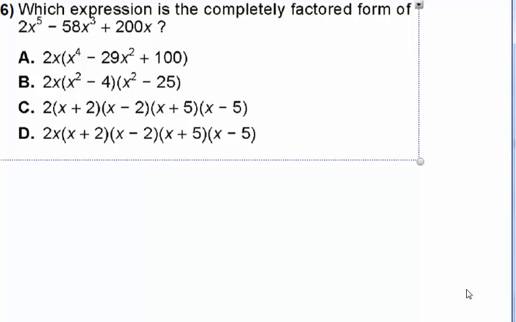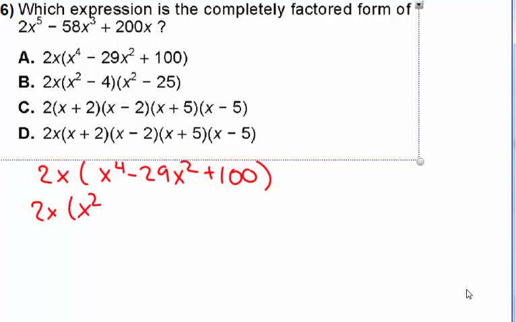Alright, so to completely factor this, we've got to pull out the GCF. We have a 2x in common, so we'll factor that out. And we're left with x to the 4th minus 29x squared plus 100. So now we just have to ask ourselves what two numbers multiply together to give us 100 but add up to be -29. So we break apart our x to the 4th.